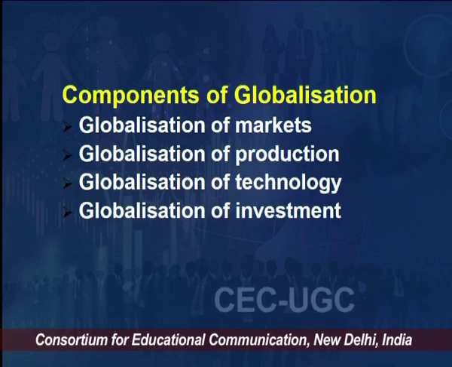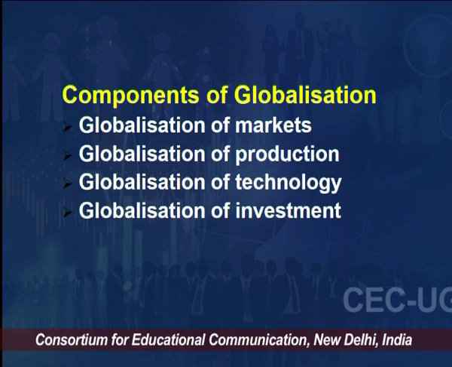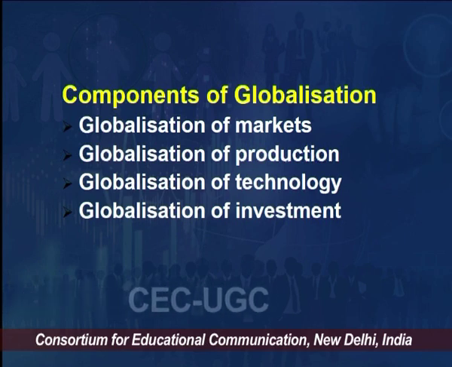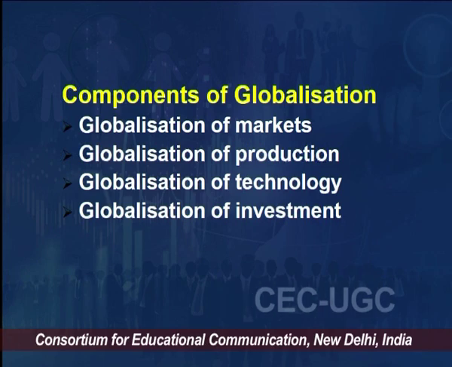If we see the components of globalization, it can be categorized into globalization of markets, globalization of production, globalization of technology and globalization of investment. We will begin with globalization of markets. We discussed that when we talk about global, the entire world is considered as a single market.